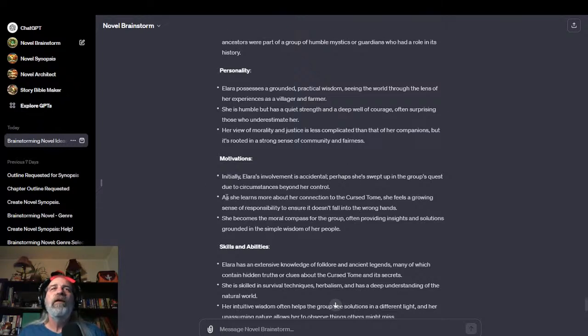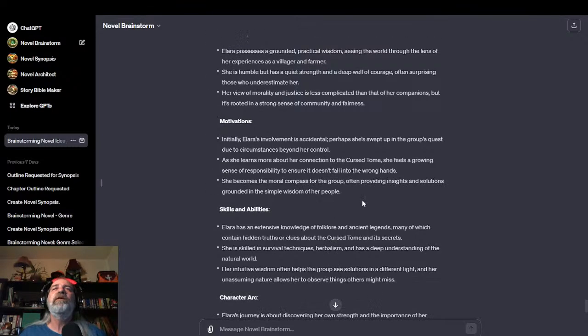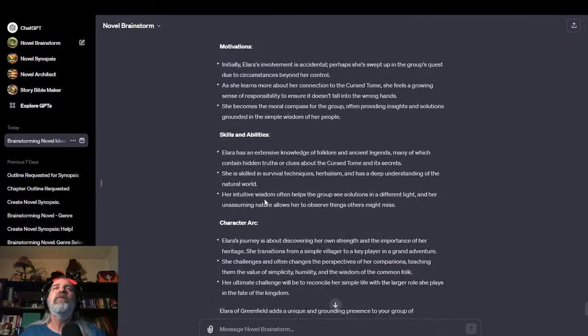I don't know. As she learns more about her connection to the cursed tome, she feels a growing sense of responsibility to ensure it doesn't fall into the wrong hands. It still wants her to be the moral compass for the group, even though I took it out, because it still remembers what it told me from before, often providing insights and solutions grounded in the simple wisdom of her people. Stories of knowledge, folklore, many of which contain hidden truths or clues about the tome and its secrets. Okay, I got that part.